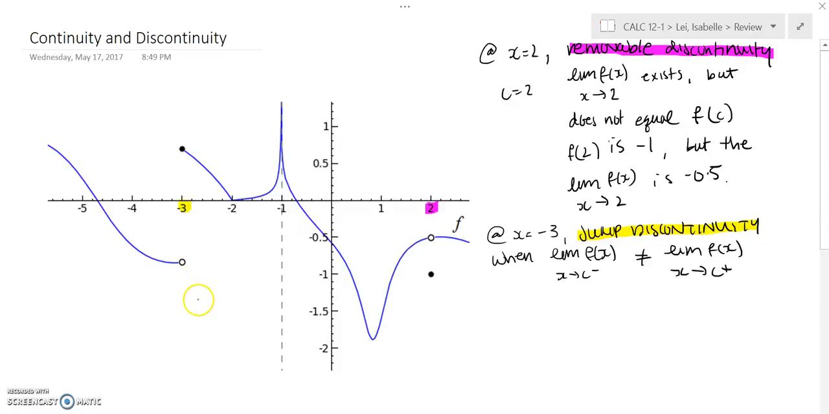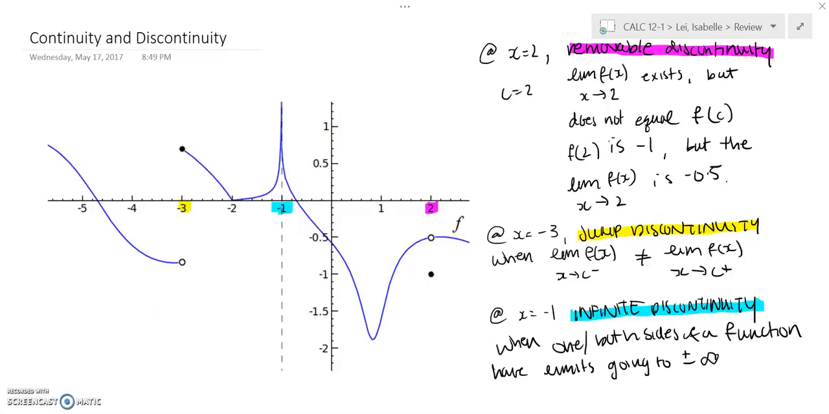So the final and third kind of discontinuity is infinite discontinuity, which happens here at x equals -1. Infinite discontinuity happens when one or both sides of a function have limits going to positive or negative infinity. So if the function went all the way downwards at the same asymptote but went to negative infinity, this would still be infinite discontinuity.